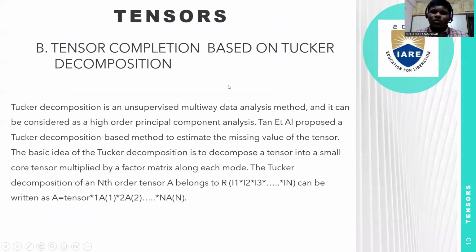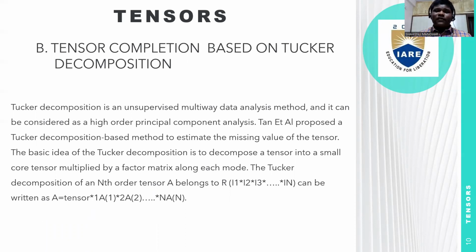Tensor completion based on Tucker decomposition. Tucker decomposition is an unsupervised multi-way data analysis method, and it can be considered as a high-order principal component analysis. Tan et al. proposed a Tucker decomposition based method to estimate missing values of a tensor. The basic idea of the Tucker decomposition is to decompose a tensor into a small core tensor multiplied by a factor matrix along each mode.